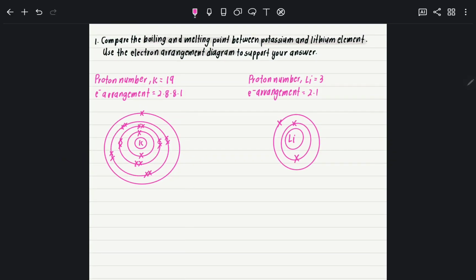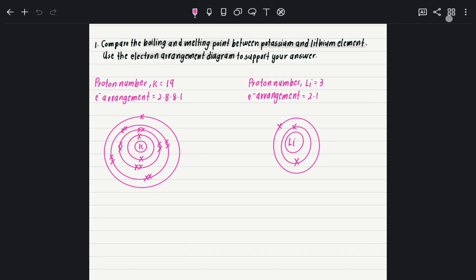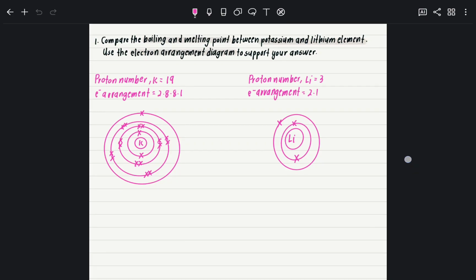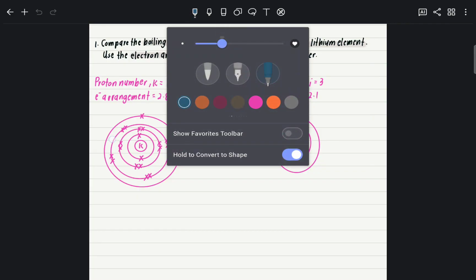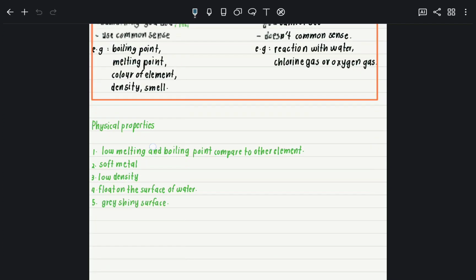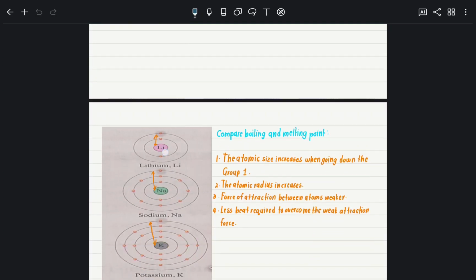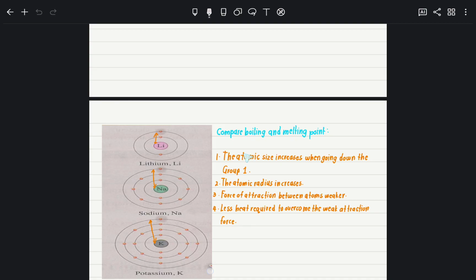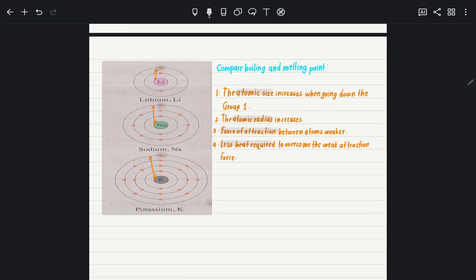Now you compare. Which one do you think has the higher boiling point? The answer is the boiling point for lithium is higher compared to potassium. Why is that? Let's start to answer the question. I already told you the tips on how to answer this type of question. First, compare the atomic size. Next, atomic radius, force of attraction, then tell about the heat required, and only then tell the melting point, boiling point.